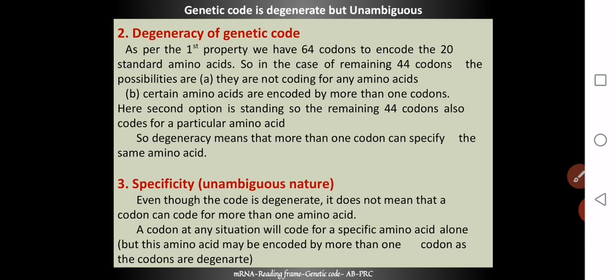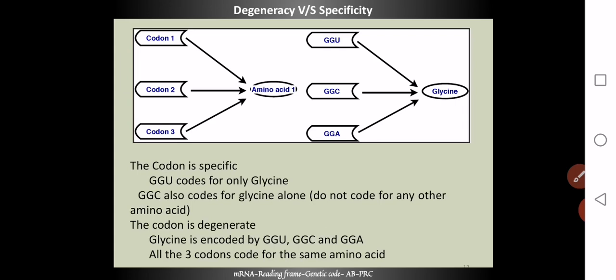It is highly specific, right? So that codon will never code for a second amino acid. You must not get confused. Degeneracy states that an amino acid can be coded by more than one codon, but specificity states that one codon will be specific for one amino acid. All right, so this will give you an idea.